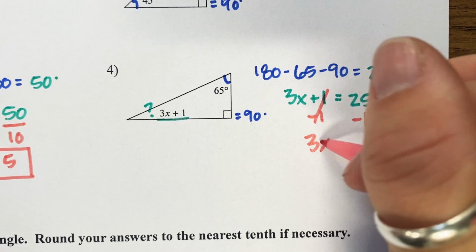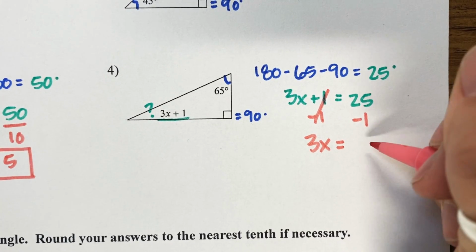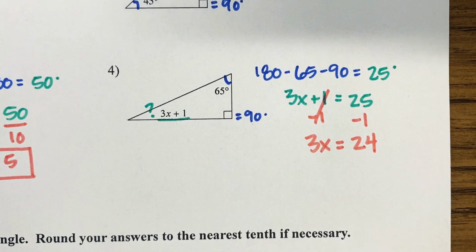This leaves me with just 3x on this side. 25 minus 1 is 24. And we're almost done.